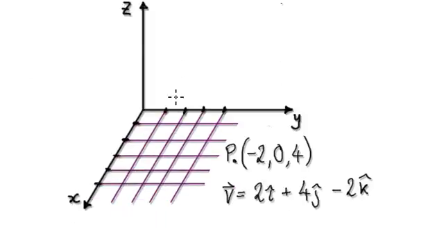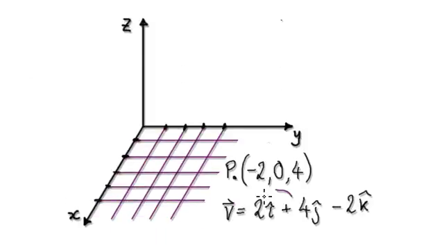So let's say we've got a vector here. So this is 2 across, 1, 2. And then 4 across in the y direction, 1, 2, 3, 4, and then negative 2, 1, 2. So that's from the origin.